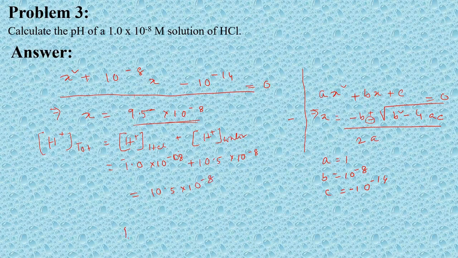So pH, we know, is equal to minus log of H plus concentration. Using this, we get the result 6.978. So it is almost neutral.